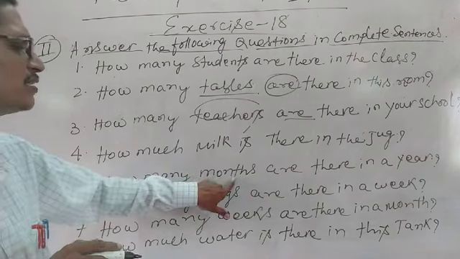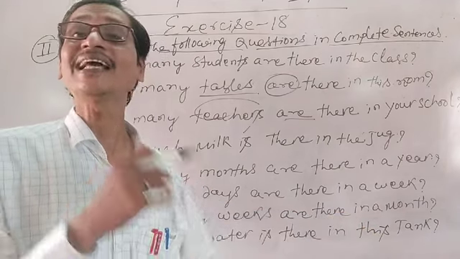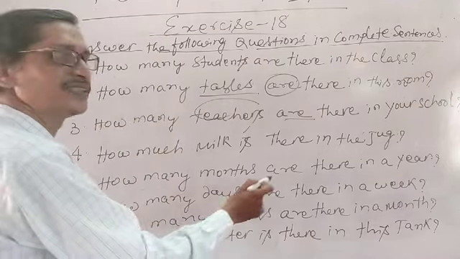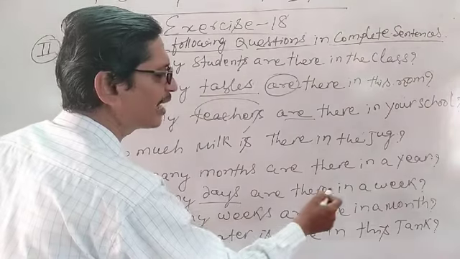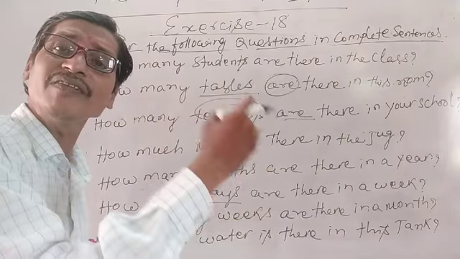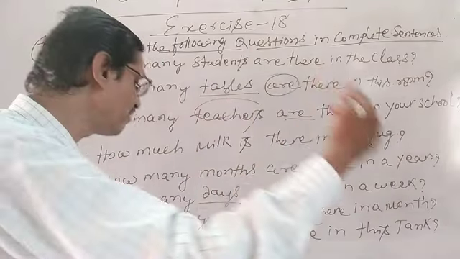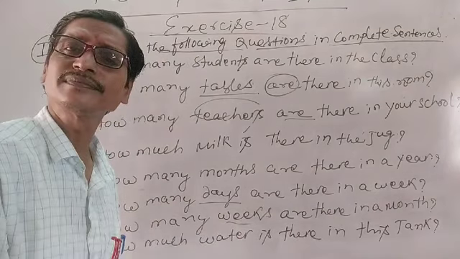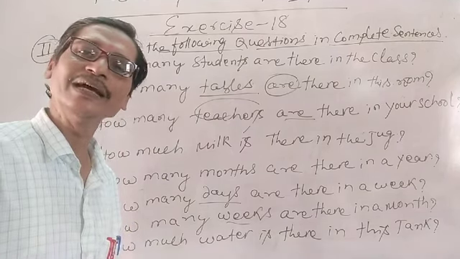How many months are there in a year? There are 12 months in a year. You know this. Similarly, number 6. How many days are there in a week? So there are 7 days in a week. The answer is like such. So similarly, how many weeks are there in a month? There are normally 4 weeks in a month. Okay?